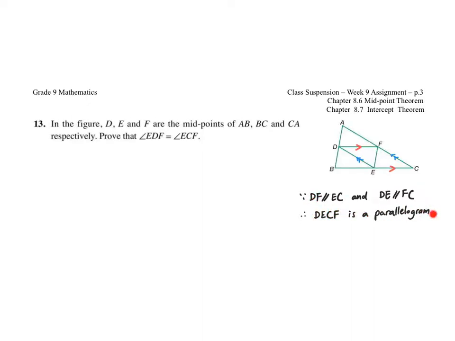What is the reason for that? There should be no reason because it is a parallelogram due to this definition. As long as you have 2 pairs of parallel lines, it is a parallelogram by definition. So there should be no reason. Finally, you can use this reason to claim the result. Angle EDF equals angle ECF.